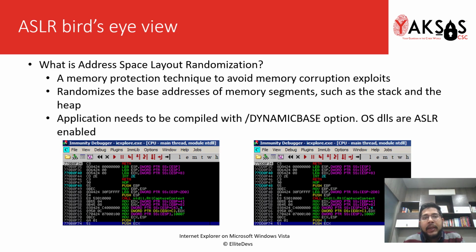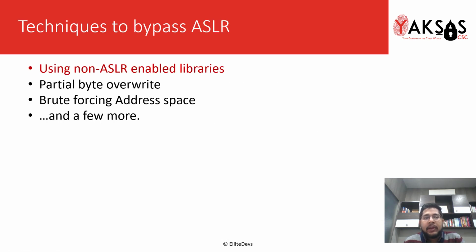Now, in order for an application to be ASLR enabled, it needs to be compiled with the dynamic base option. Most operating system DLLs are ASLR enabled by default. Now, what are the techniques to bypass ASLR? There are a couple of techniques that can be used. First is using non-ASLR enabled libraries. Usually when an application is developed, the exe and the associated DLLs might not be compiled with the dynamic base option. In this case, while OS DLLs are ASLR enabled, the application binary and its associated DLLs are non-ASLR enabled libraries.